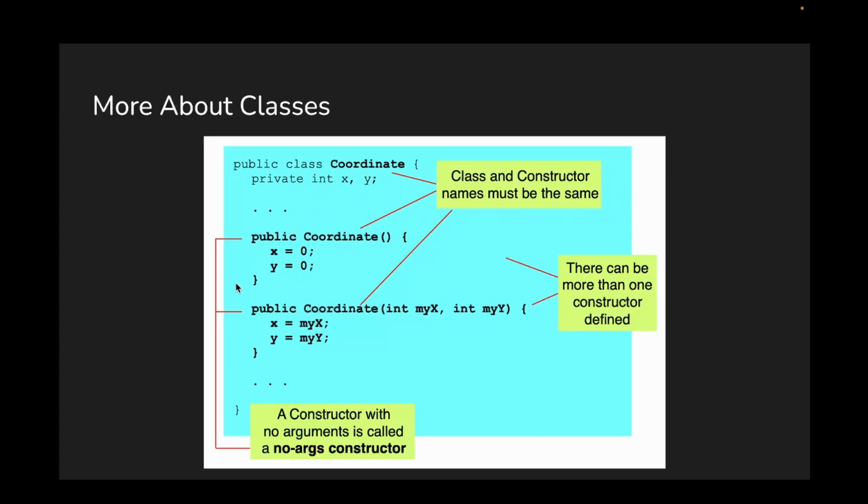You can have more than one constructor. We didn't talk about that a lot because most of the programs that we'll write, they'll only have one constructor. But just for your information, you can have multiple. And then a constructor with no arguments is called a no-args constructor. So that's this first one right here because it has no parameters that are given.